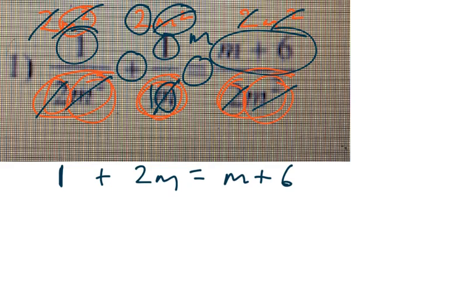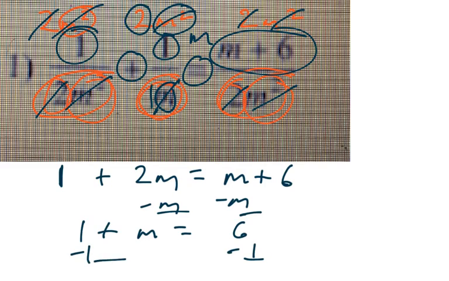Now all we have to do is solve it. I'm going to minus m both sides. 1 plus m equals 6. And then I'm going to minus 1 both sides. So m is 5.